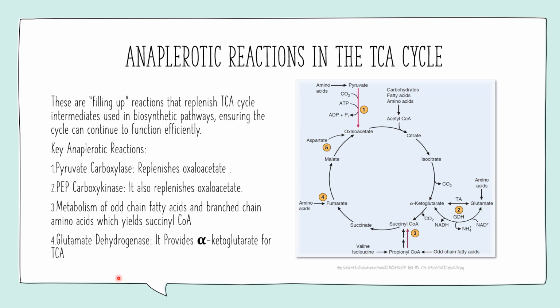And then we have the glutamate dehydrogenase reaction. The glutamate dehydrogenase reaction generates alpha-ketoglutarate from glutamate. So glutamate dehydrogenase deaminates glutamate to yield alpha-ketoglutarate. And as you can see here, glutamate can be derived from amino acids.